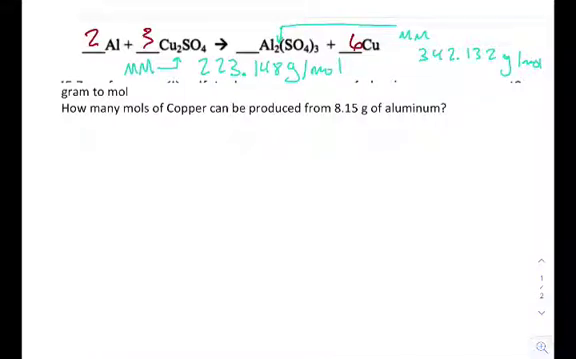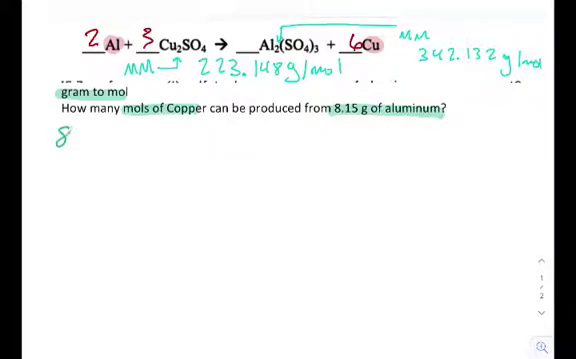This video will focus on how to calculate an answer when you're given grams and you're going to moles. So in this problem, I see I'm given 8.15 grams of aluminum and asked how many moles of copper can be produced. So within my chemical reaction up top, I am given some amount of aluminum and asked how much copper can come out. So it's a gram to mole problem.